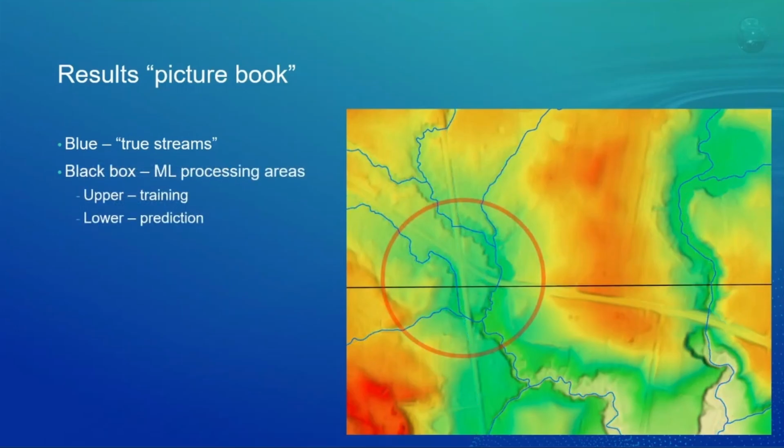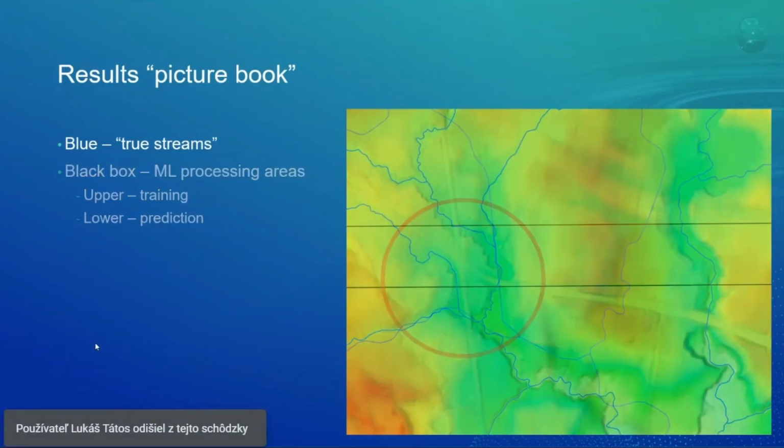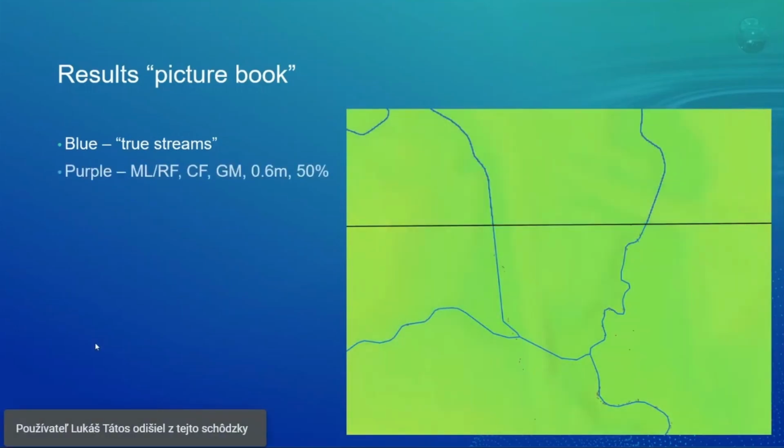Let's now quickly look at some of the machine learning techniques. This is really using random trees, so it's not deep learning, it's just a machine learning technique. The upper part was used for training, and the lower part for prediction. So I'm going to show you now the zoomed in area.